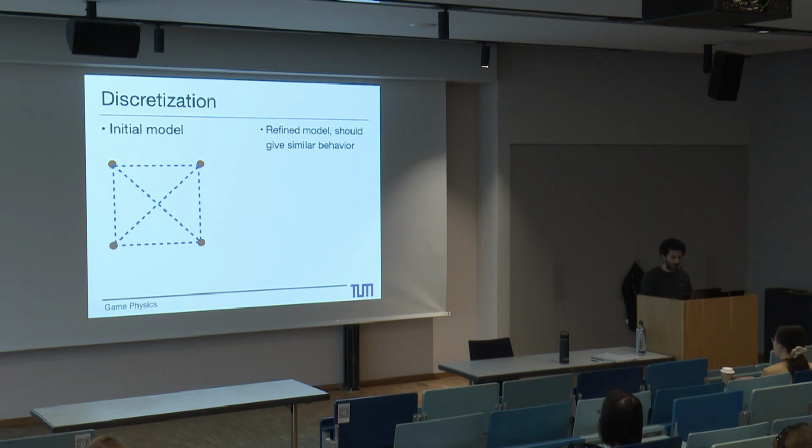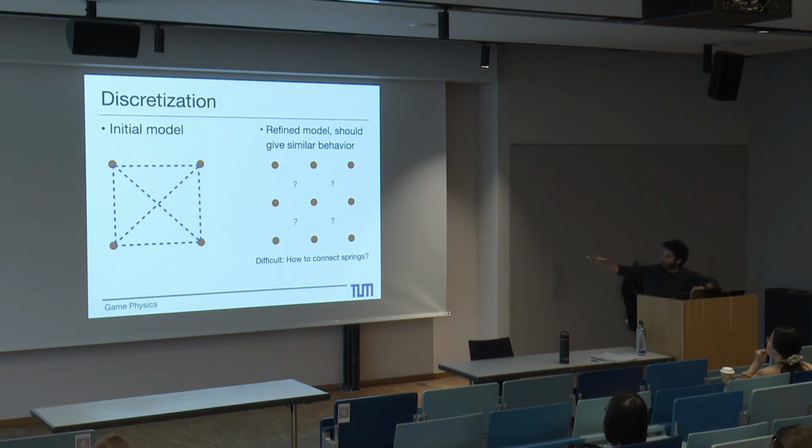So let's say we did all of the computation with this model here on the left, and we increase our computational power, and we want to use a refined model, a better model with more points, so that we get a similar computation. Now I have, say, 9 points instead of 4. One issue is to define the spring connections in this system, so that this system is perfectly equivalent to the one that we have on the other side.